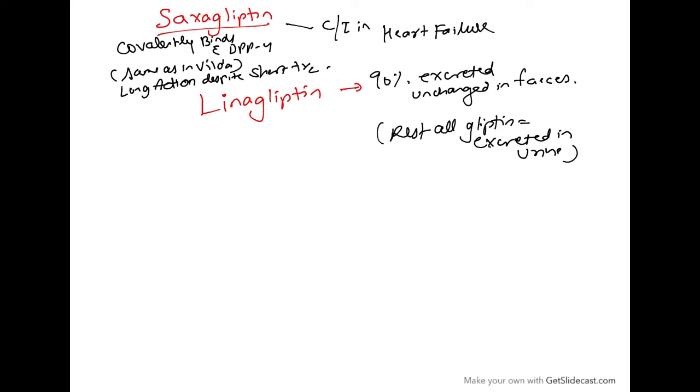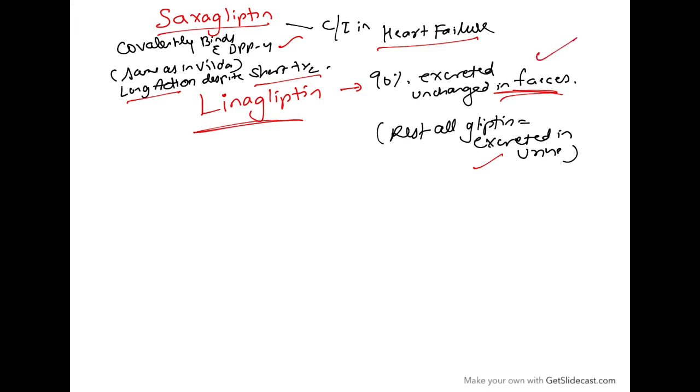Now, there are two more drugs, saxagliptin and linagliptin. Saxagliptin is contraindicated in heart failure. This has also been found in CVOT trials. Its mechanism is the same as vilda, binding covalently to DPP4, so again, despite a short half-life, it will be longer acting. Linagliptin has one difference: 90% is excreted unchanged in feces. We have to remember all the gliptins are excreted in urine except linagliptin. Linagliptin is excreted unchanged in feces.